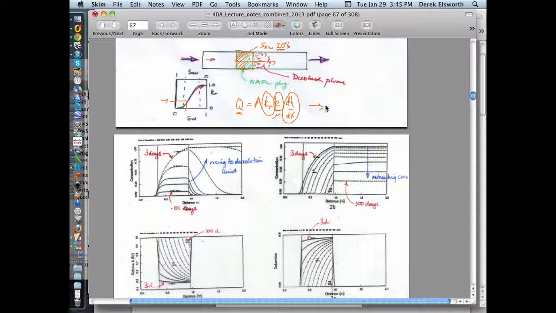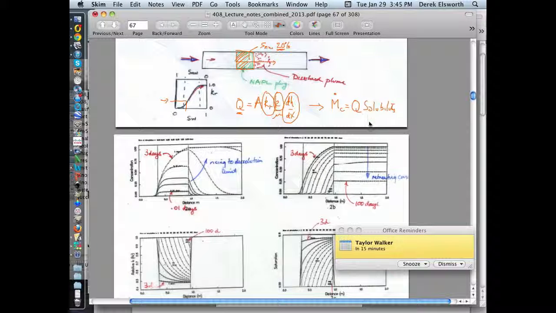And if you know the flow rate, you can calculate the mass rate at which you remove your contaminant, which is going to be the volumetric flow rate times the solubility. Actually, it's going to be that. It's the mass flow rate multiplied by the solubility.